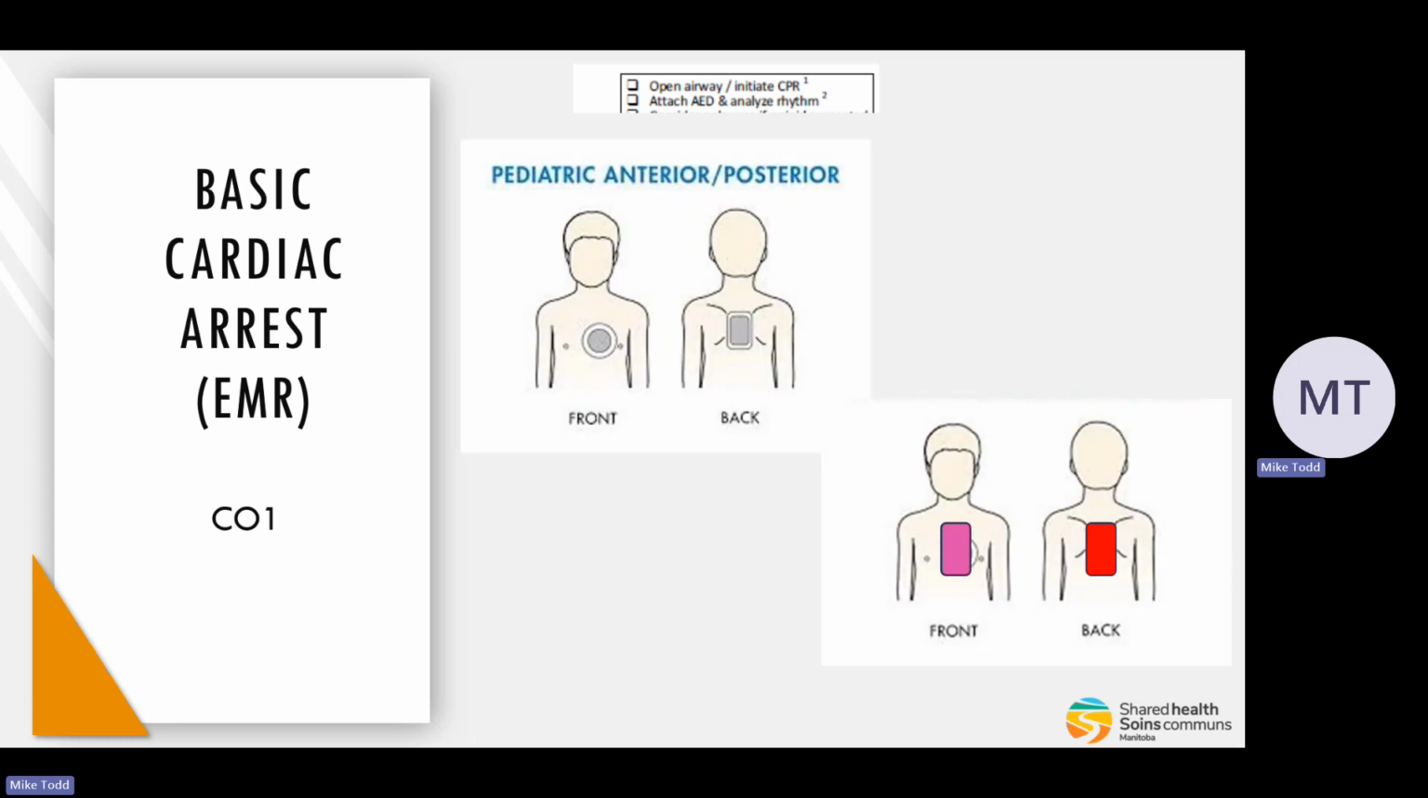So this picture here shows, in the top, pediatric anterior posterior. So that's if you're using the actual little pediatric pads. So the one goes on the front, it goes to the left of the sternum, and the other one goes on the back in between the shoulder blades.